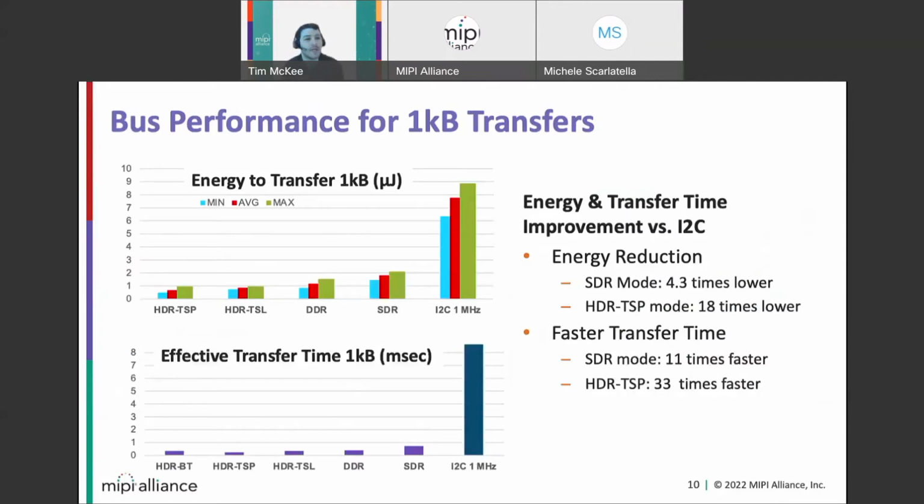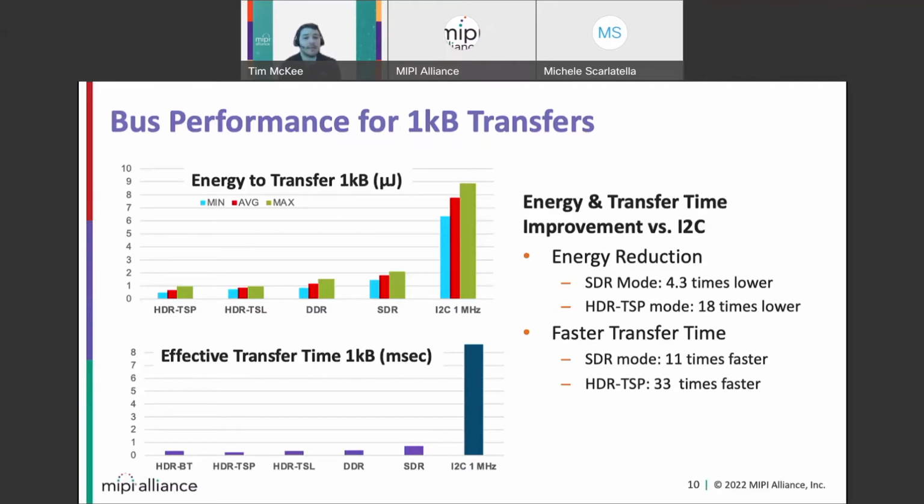So if we look at some figures here, energy-wise, we wanted to show, as far as a 1 kilobyte transfer, how the savings are for I3C versus the other technologies. On the top here, we can see the energy to transfer 1 kilobyte. For I2C, somewhat high, whereas when you get into the I3C, you can see the HDR-TSP, HDR-TSL, DDR, and SDR. These are all different ways that I3C can go about sending data across the line, from standard data rate to double data rate to high data rates.